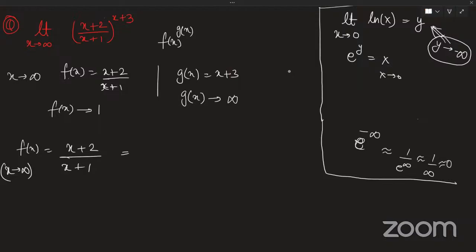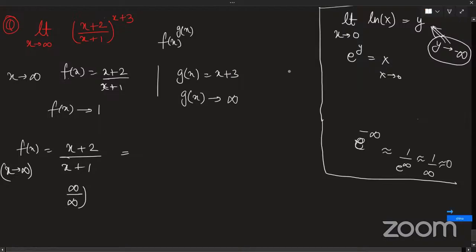Sir, infinity by infinity. No, it is infinity by infinity only. It is correct. The form is infinity by infinity. I am asking you the value of the limit. This thing will have a value, right? I am asking you to evaluate the value of the limit.